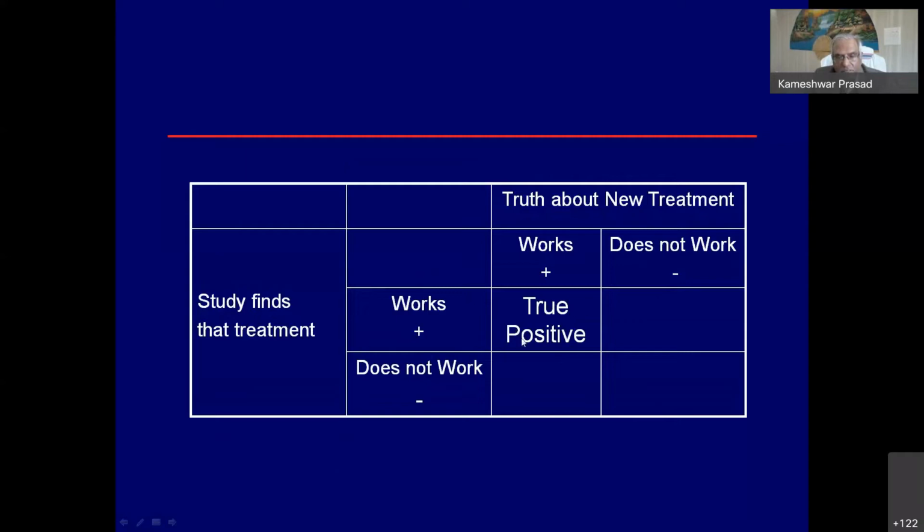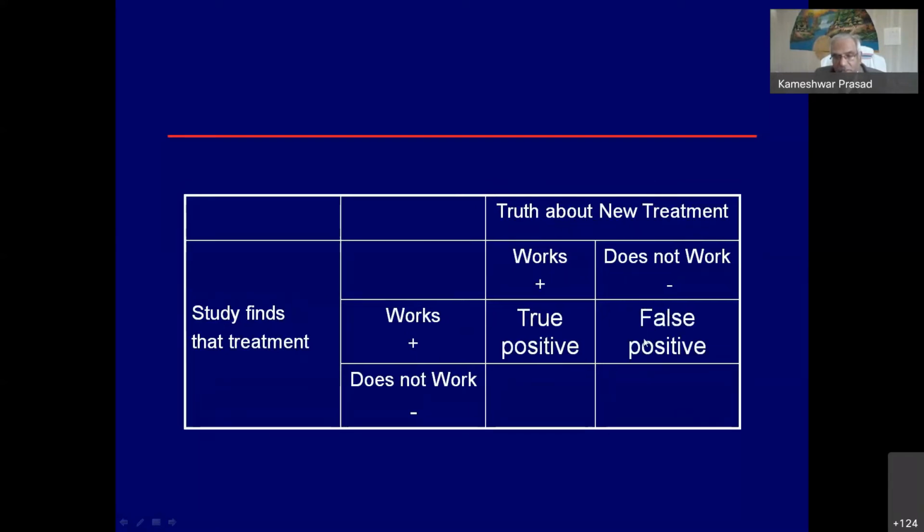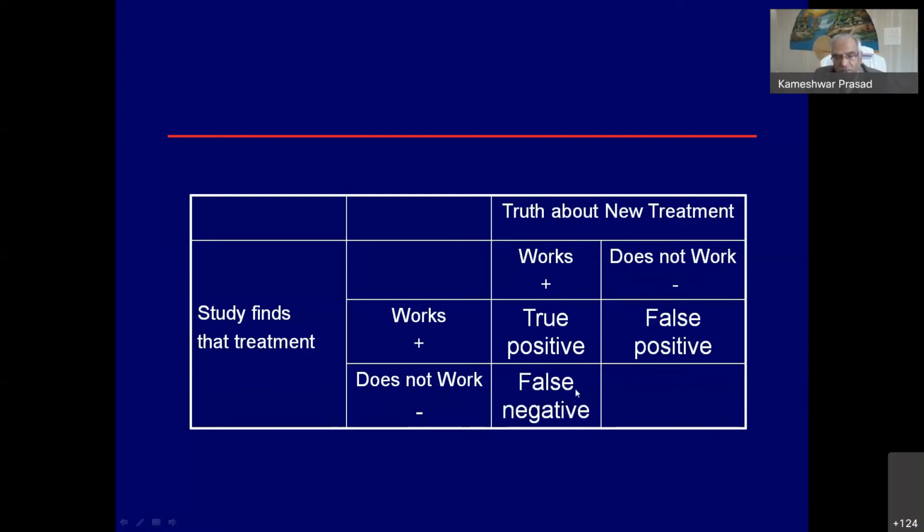So you have got a study which gave you the right result, which is positive, and in truth it also works, so it is a true positive. Your study may say that the treatment works, but in fact it doesn't work, which will be a false positive result. Or your study may say that the treatment does not work, it does not make a difference, but in fact it works, so that is a false negative result.